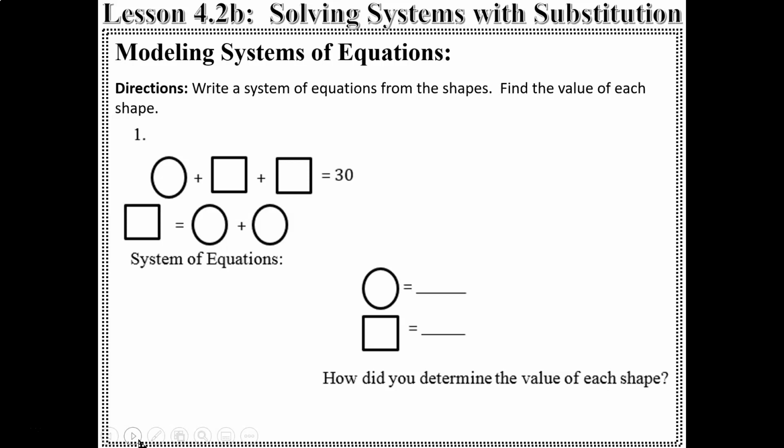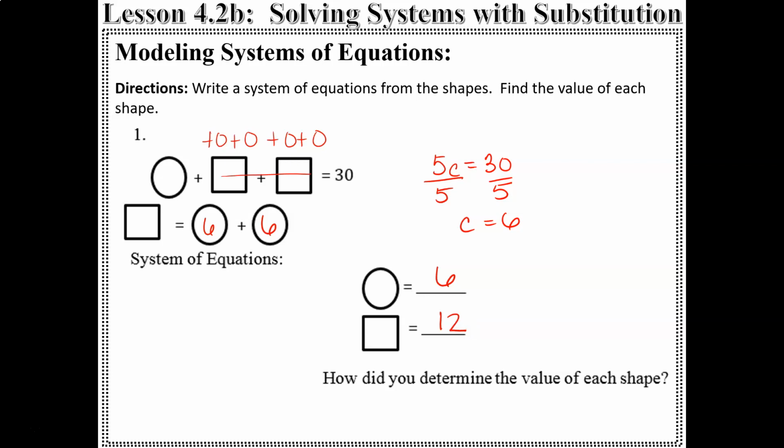So this is just kind of a review. They give you these shapes. A circle plus 30, a square plus 2 is equal to 2 circles. So I'm going to take these out, and then for every square, I'm going to substitute in 2 circles. So that's 1, 2, 3, 4, 5 circles equals 30. If I divide each side by 5, my circle is 6. And my square is 2 circles, so that's 12.